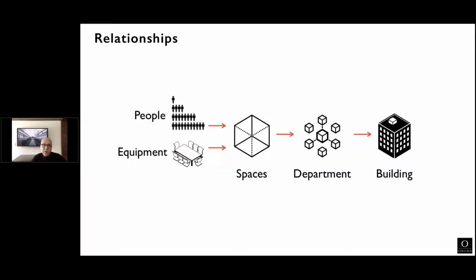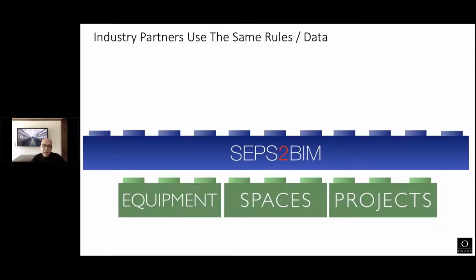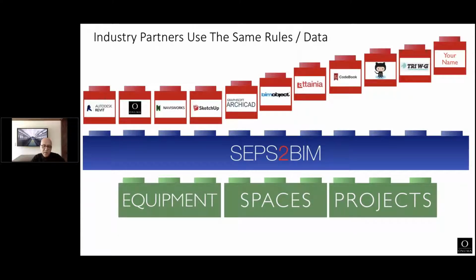So the relationship between equipment, spaces, the departments, and what goes inside a building is essentially the starting point, the contract point that says this is what we require in a project. And it's a stack like Legos that says here's the infrastructure, and the SEPS2BIM process is that infrastructure that allows SEPS to use it internally as a government tool, and to also externalize that data and allow other vendors and consultants to tap into it. We're going to show some of that today with SketchUp, Revit, ArchiCAD, and the Onuma system. And next week we'll be talking about Atania and TriWG and BIM objects and 3D Warehouse and how they've tapped into it as well.